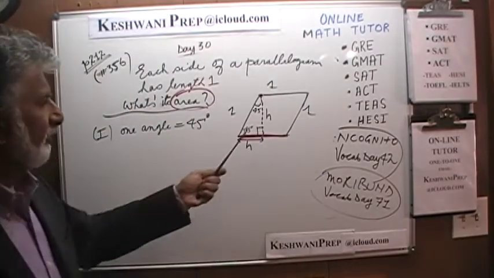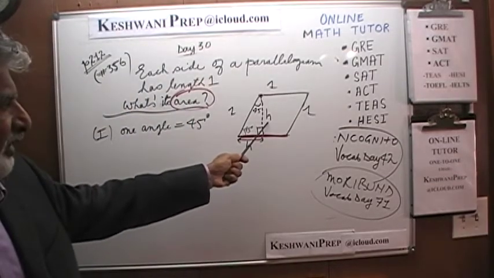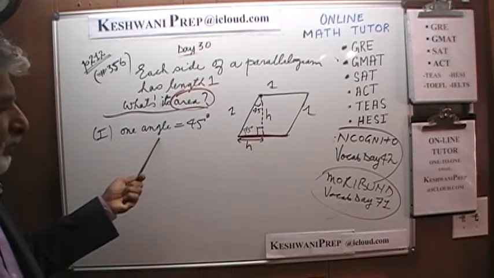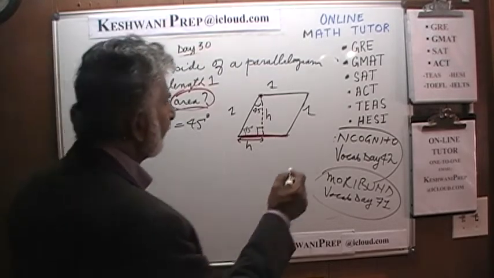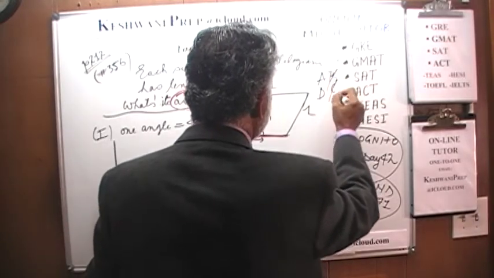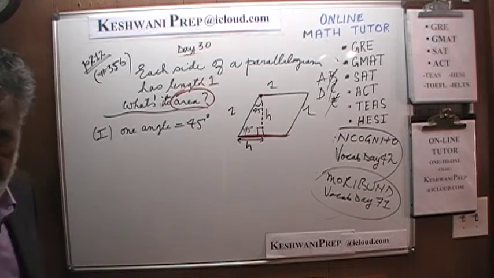And now we can clearly see we can figure out the height. Once we figure out the height, we know the base, so we can find the area. The first statement by itself is enough. A, D, B, C, E: the first statement by itself is enough. The answer cannot be B, C, or E.